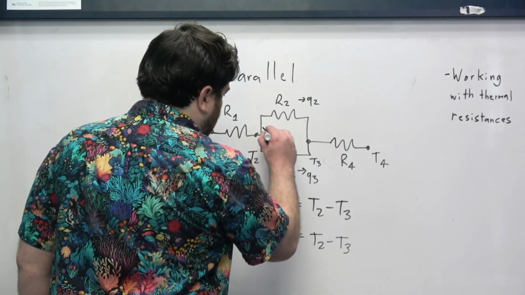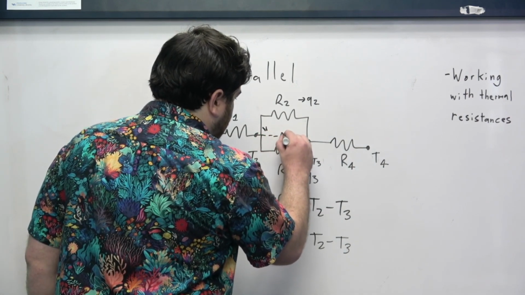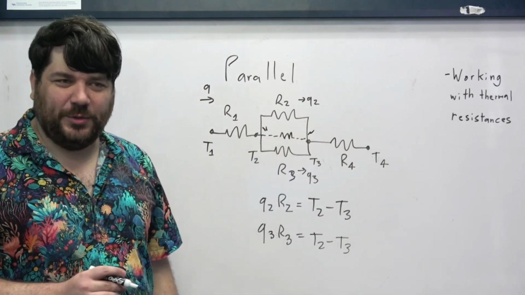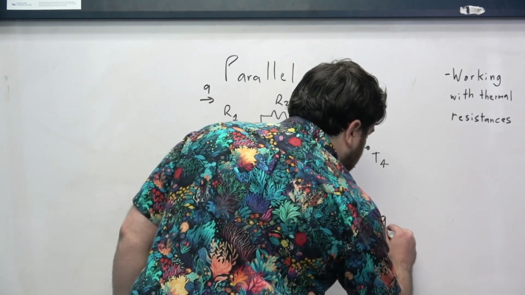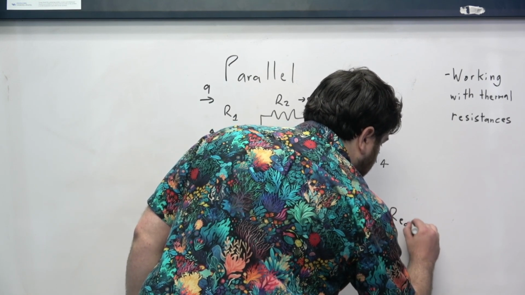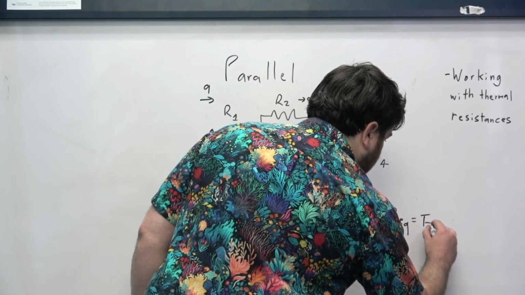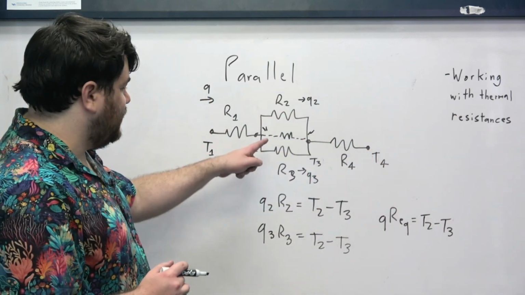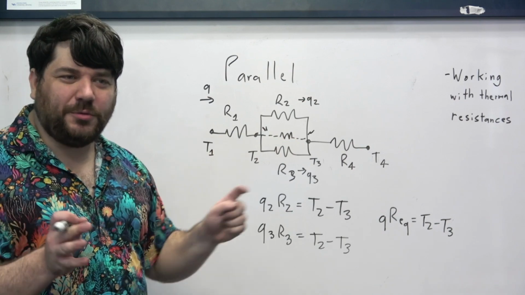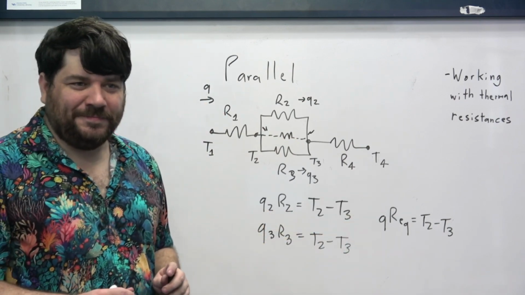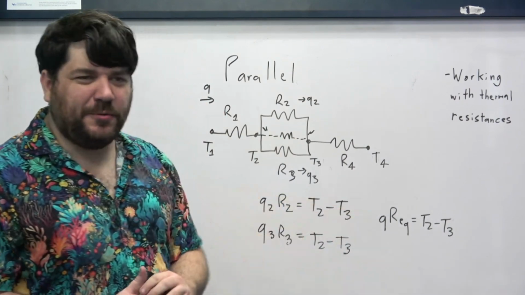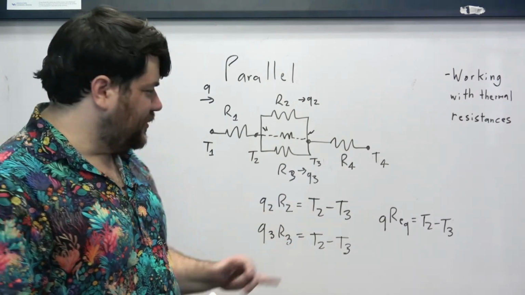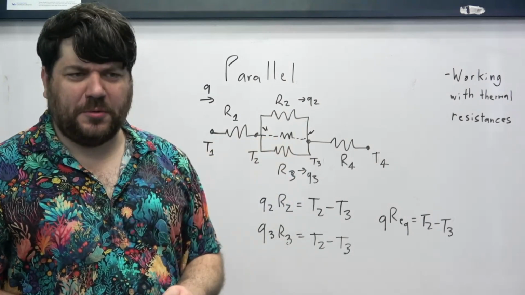So some equivalent thermal resistance that replaces these two things such that Q times R equivalent is equal to delta T, which is in this case T2 minus T3. And this is the whole Q, right? Because the thing that's going to be going through this equivalent thermal resistance is the whole Q. So we have these three equations. Is this enough to be able to get us to where we want to go to develop this thermal resistance?